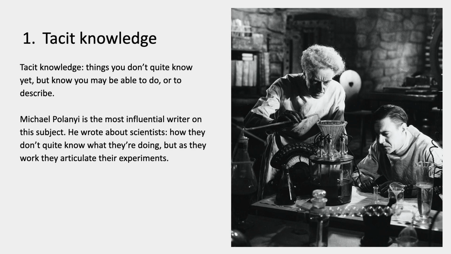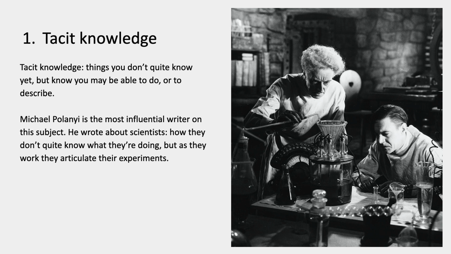Tacit knowledge is something that you don't quite know yet, but you may be able to know it or to describe it eventually. The most influential writer on this is the philosopher of science Michael Polanyi. So he wrote about scientists, saying that tacit knowledge is really important in a typical science lab, because that's just an image that I Googled, of course. But he said that scientists don't work the way most people think they do. That is, they don't start out with a hypothesis and say, I have an idea I want to test. I'd better build a lot of lab apparatus and do an experiment to test that. Polanyi says that it's more complicated than that.